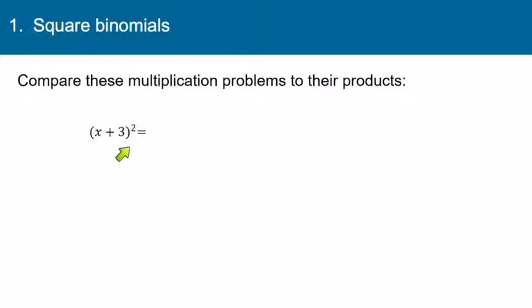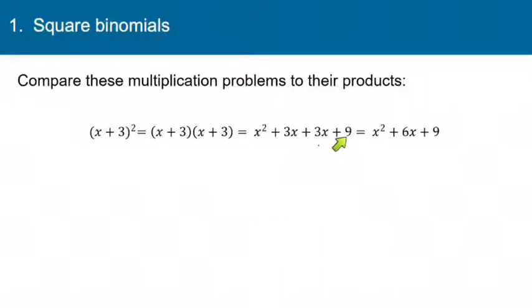Let's start by looking at some binomials that are being squared, and then we'll work them out using the FOIL method and look at the answers and see if we can come up with the pattern ourselves. We'll start with x plus 3 to the second power. Of course, you know that that would be x plus 3 times itself. And now if we use the FOIL method on this, first times first is x squared, outer times outer would be 3x, inner times inner would also be 3x, and then last times last would be 9. The terms that we got from outer and inner are like terms, so we can combine those, so we'll end up with x squared plus 6x plus 9.